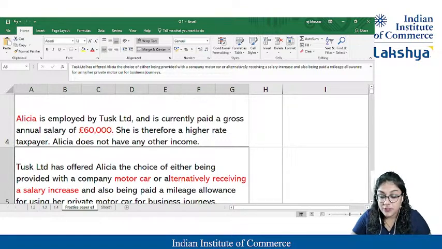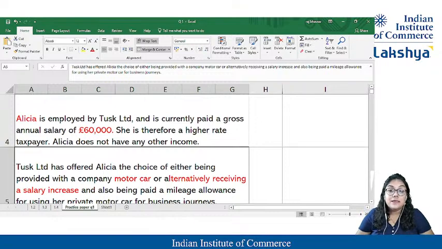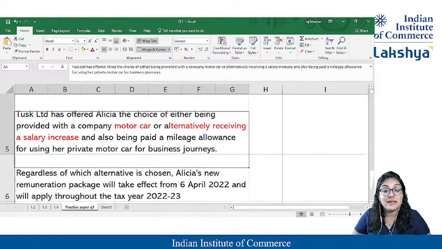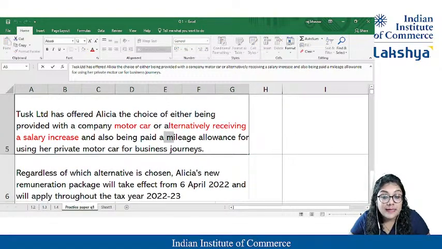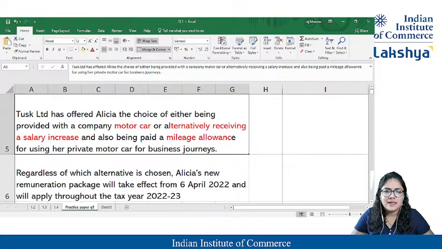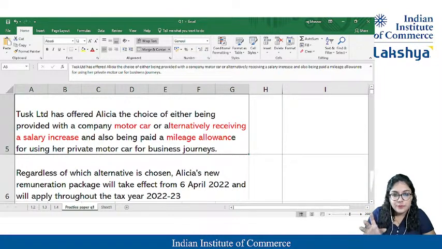So the motor car situation comes into the picture, and we have to figure out what they asked us for the motor car. We know that the company can provide cars also. So basically it could be the first option: if the company provides cars, there could be a journey or something, and they give benefits for that also. Alternatively, she may also get an increased salary and be paid mileage allowances. Guys, we know mileage allowances, we would have heard the word, for using her private motor car. So first we need to do a car calculation, and that too, what is it, private journey. So we need to calculate the car and fuel benefit also.